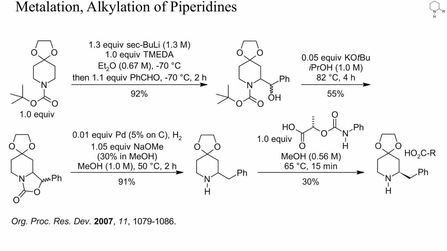Protected piperidines can be lithiated with a strong base at position 2, and the resulting carbanions react with various carbon electrophiles to the expected products. Here, the electrophile was benzaldehyde, and the resulting benzylic alcohol was deoxygenated by hydrogenolysis. The piperidine was resolved with a carbamate of lactic acid.